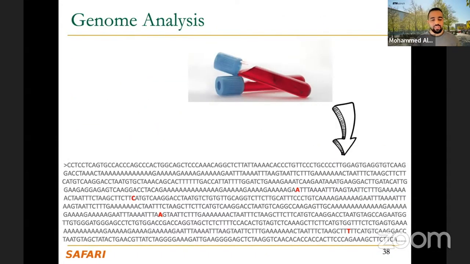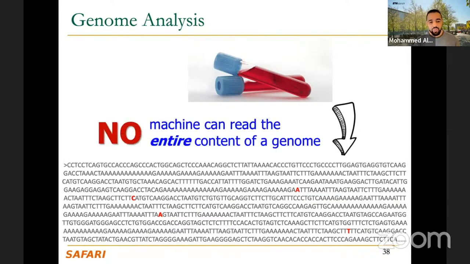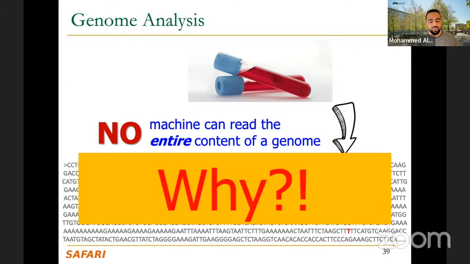Now, how do we do the analysis? We get genomic material, and we try to get the full sequence of your DNA. We know that there is no machine that can give you the full sequence of your DNA, but rather they give you sequences or segments or fragments of your DNA.